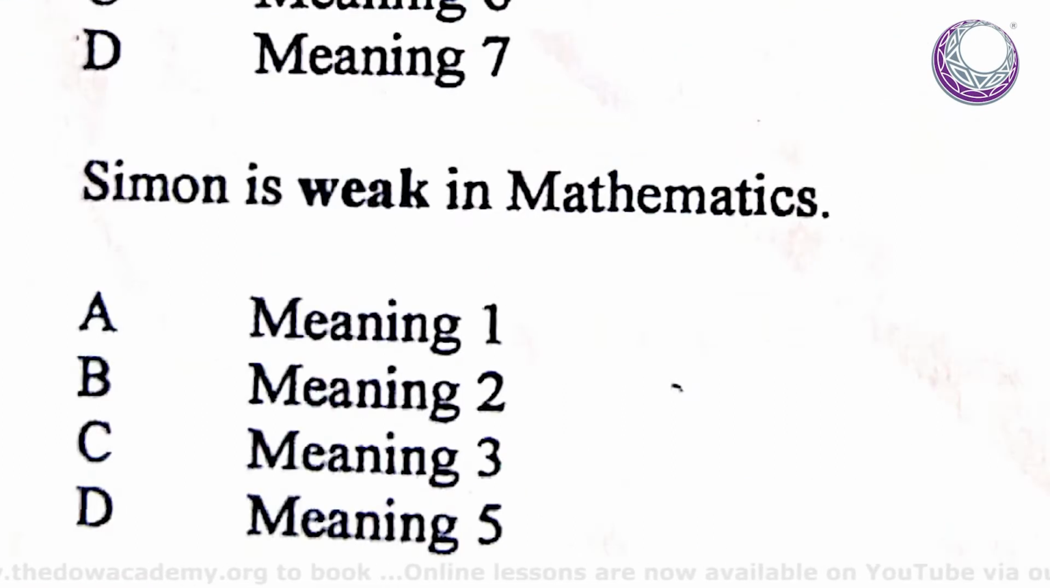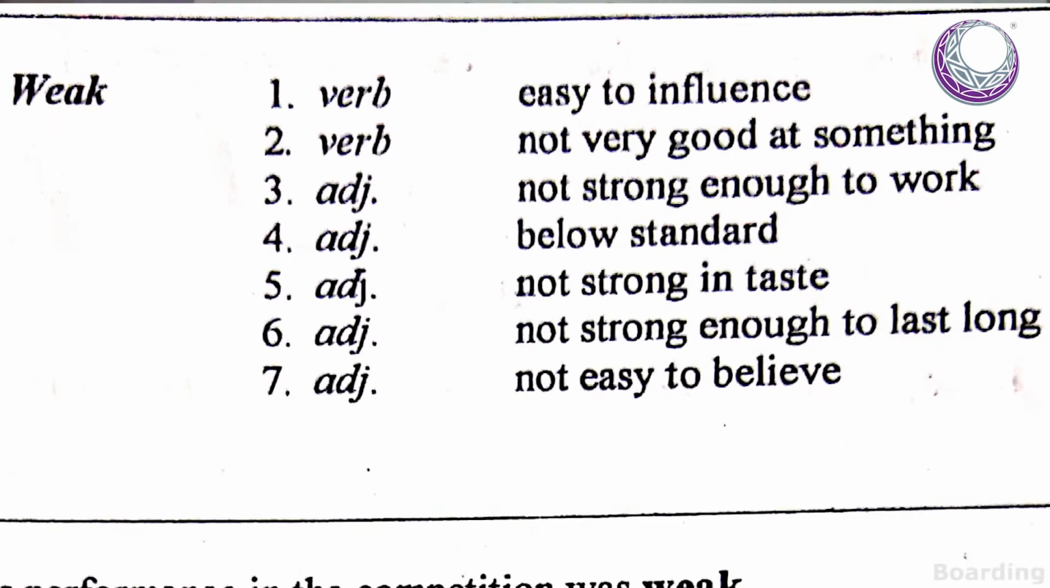Simon is weak in mathematics. Okay, his performance is not good. He has written a couple of tests and he hasn't done well. So if Simon is weak in mathematics, what does it mean? He is not strong enough to work? He can write. If he can write, it means he's strong enough, isn't it?